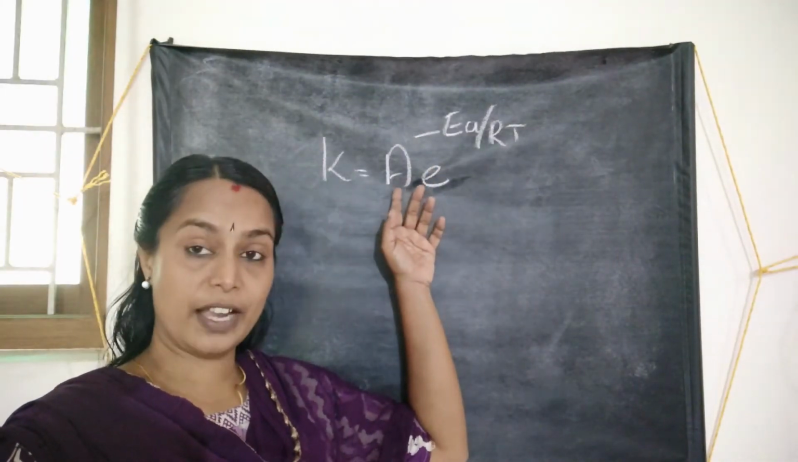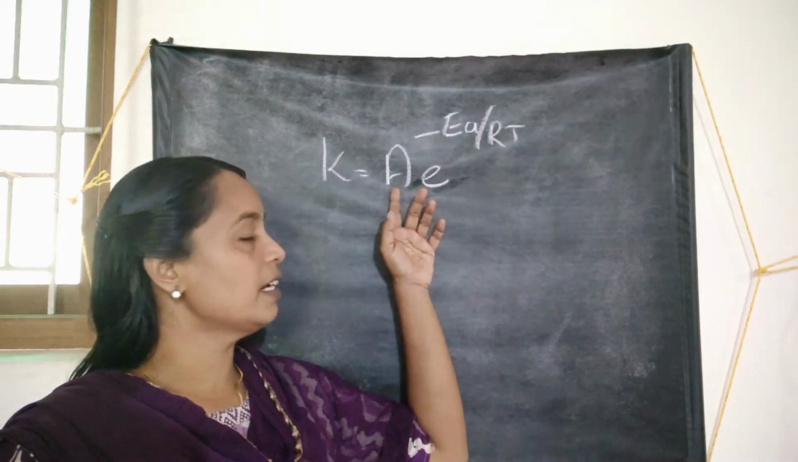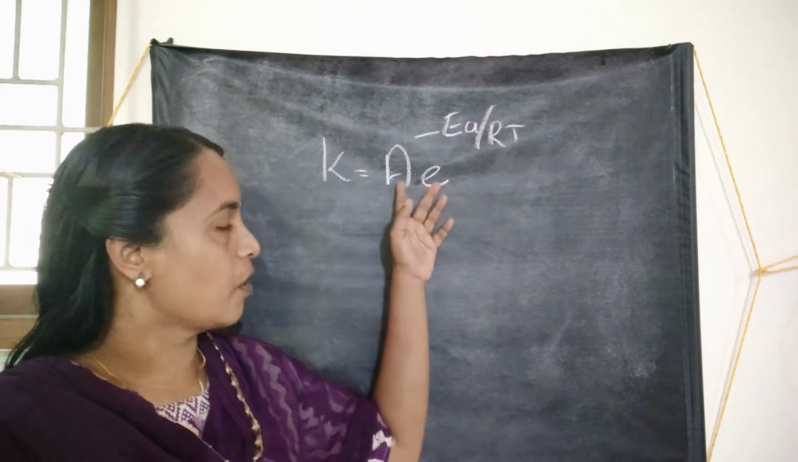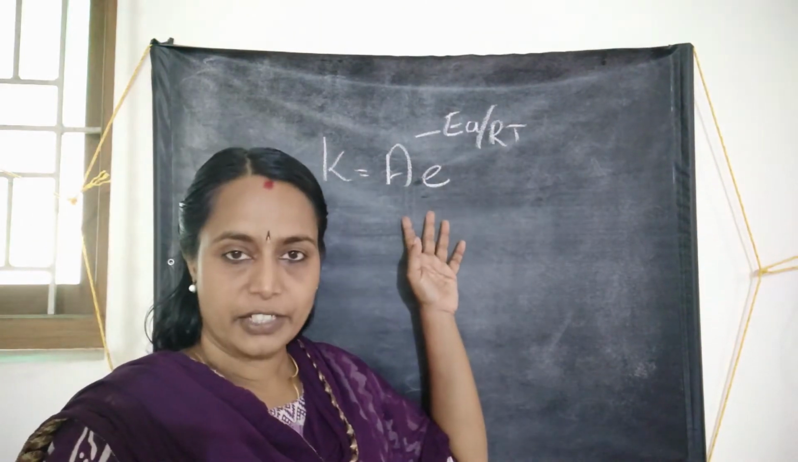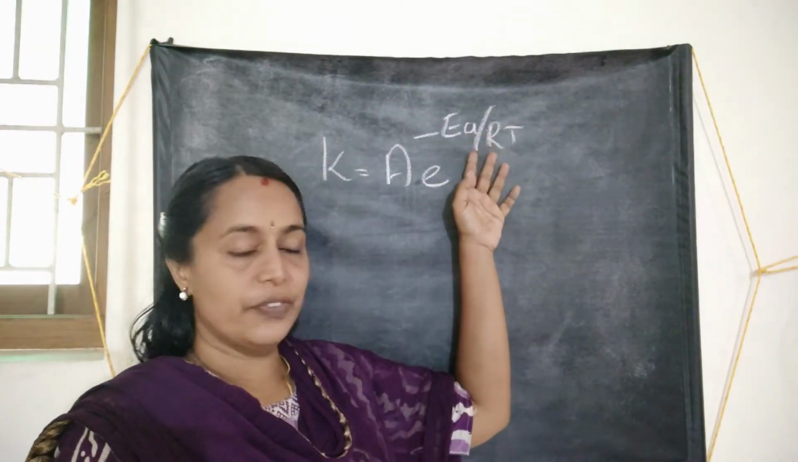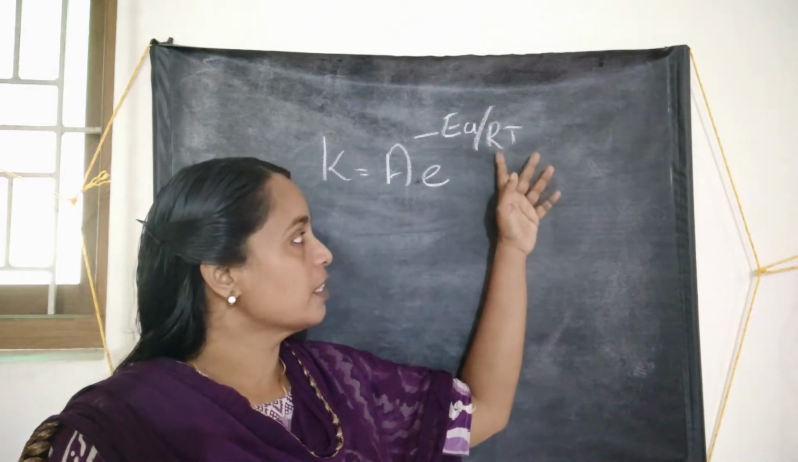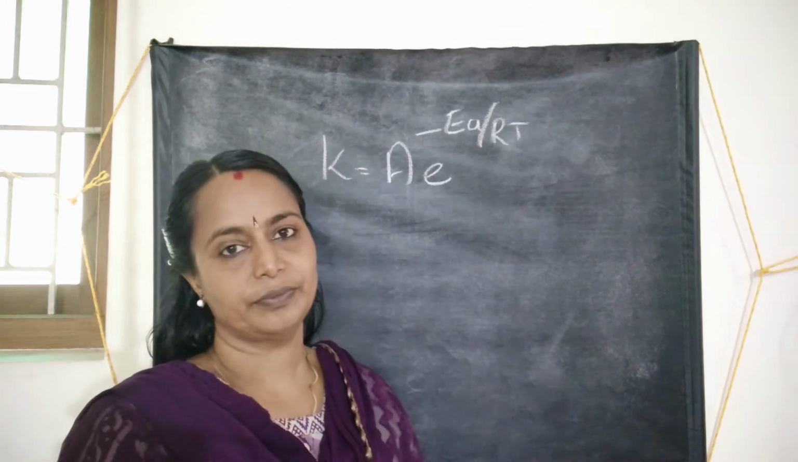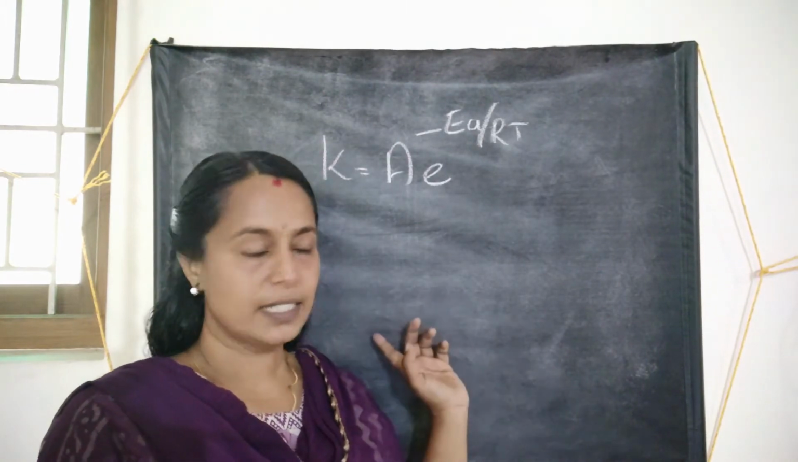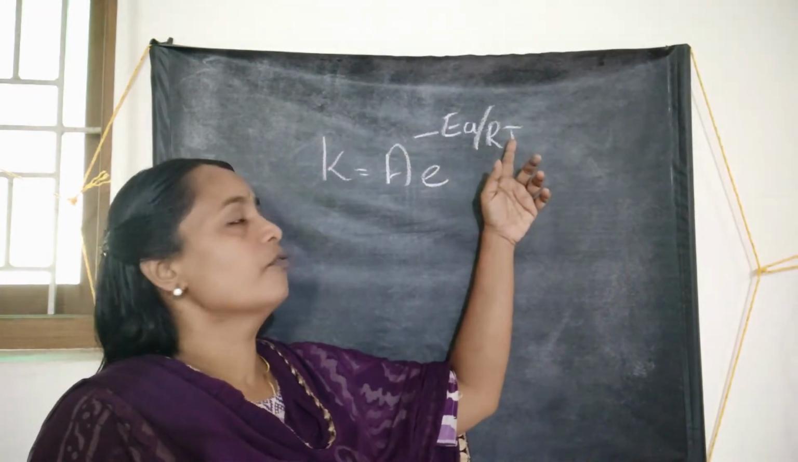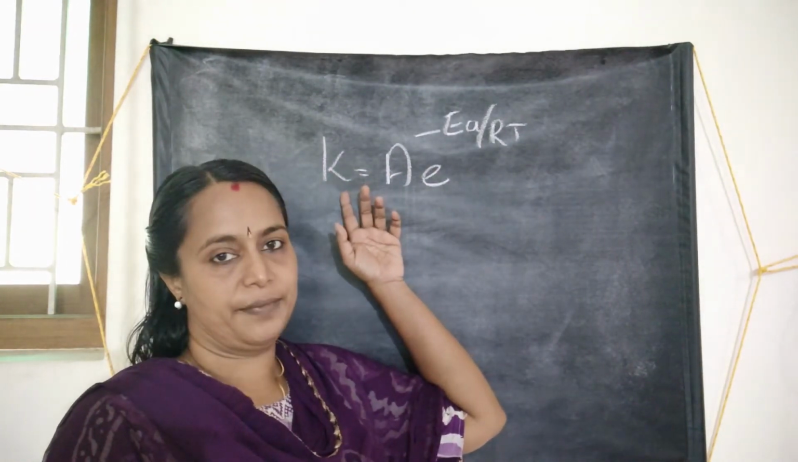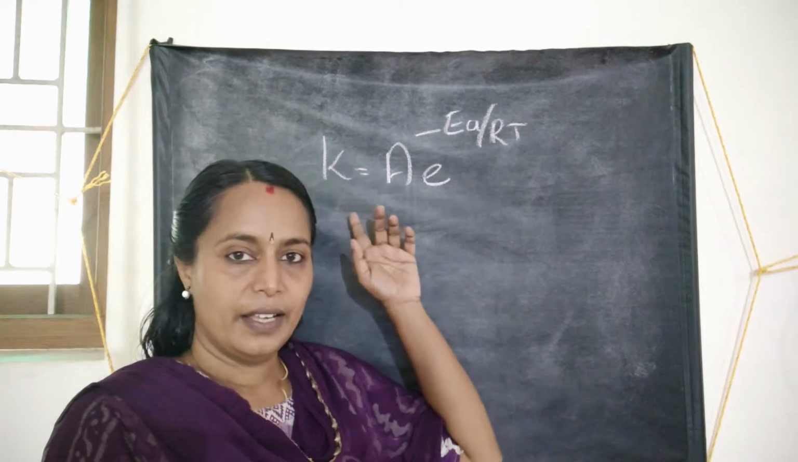This is the Arrhenius factor, or it is also called the pre-exponential factor, and is constant for a particular reaction. EA is the activation energy and R is the gas constant, at a given temperature. And this is the temperature dependence of a reaction on its rate. Okay.